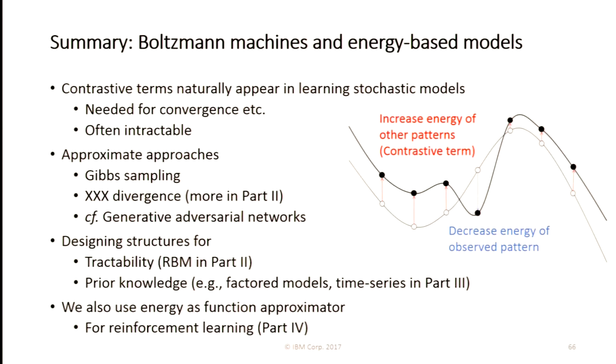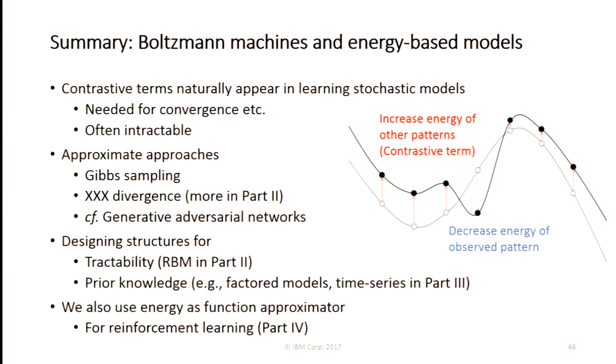Let's just summarize part 1. We have seen that contrastive terms appear naturally in learning energy-based stochastic models. This term is needed for convergence, but evaluation of this contrastive term is often intractable. So several approaches have been proposed to approximate this second term, or to use a different objective function like contrastive divergence or score matching. There is also recent work on generative adversarial nets, the energy-based GAN.